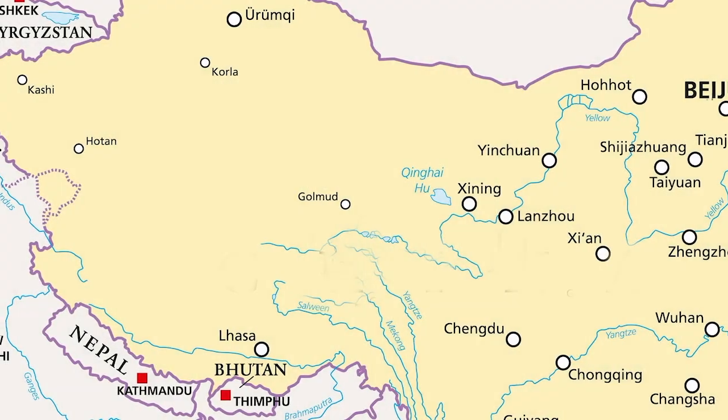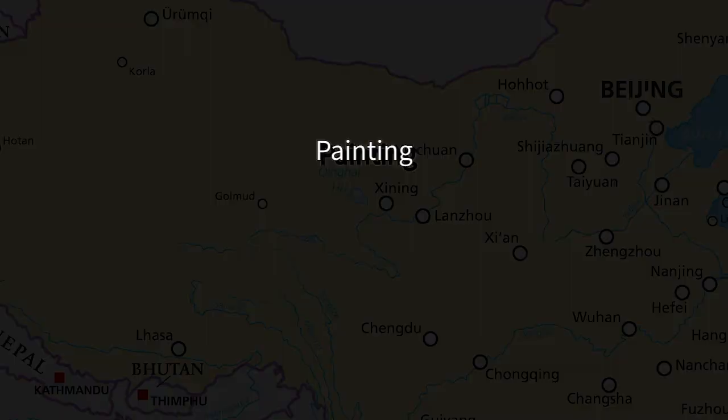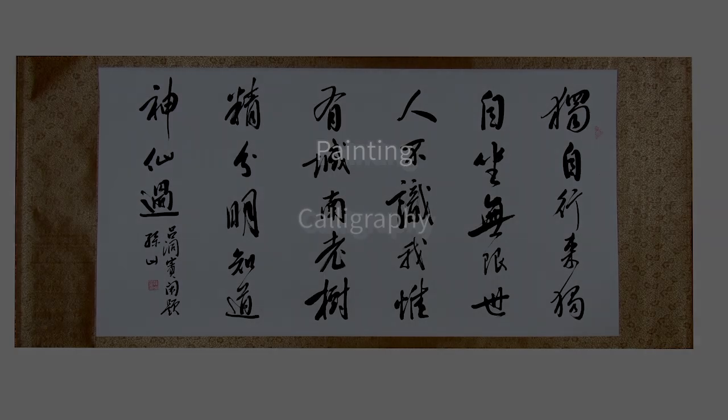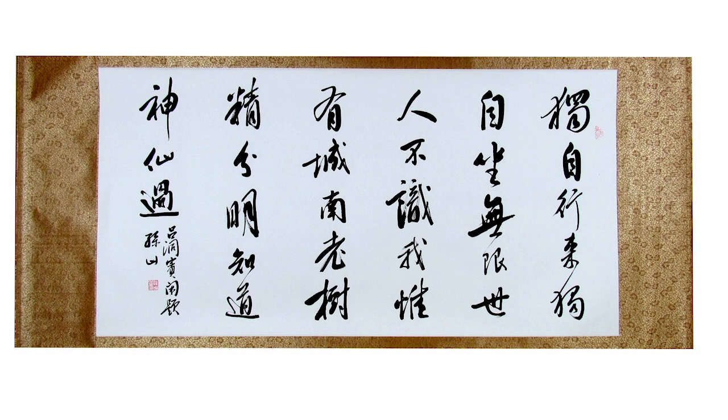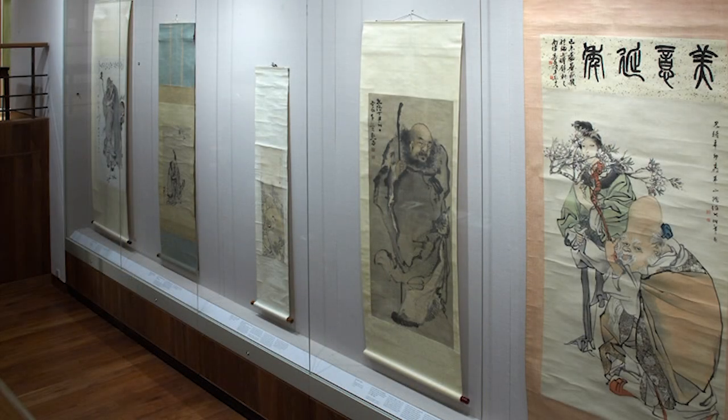Chinese painting is made up of two mainstays: painting and calligraphy. The paintings themselves are traditionally done on rice paper or on thin silk and take the form of scrolls hung on walls.